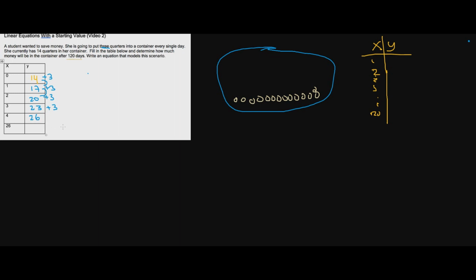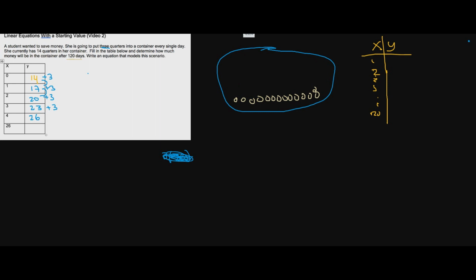Okay, well, here's the problem. We're just adding 3 every time, and we can't just do 3 times 26, right? Because this is not taking into account our starting value. How much did she start with here? Well, she started with 14. So we want to write some equation.